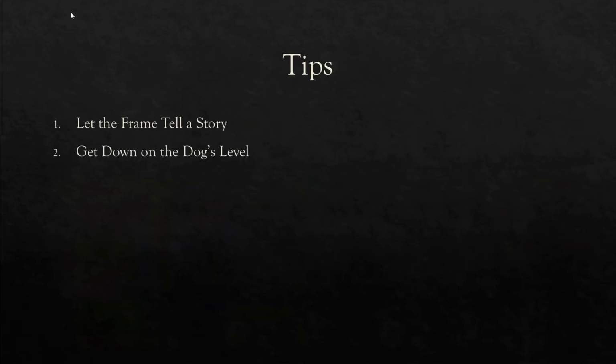The next thing is this. This is similar to if you were taking portraits of a small child. If you're taking pictures of a small child, you're not going to typically stand over the child and take pictures. You're going to want to get down on the child's level, right? Get down in the child's world. That's where you're going to get the nicest looking pictures. And it's the same way with dogs.